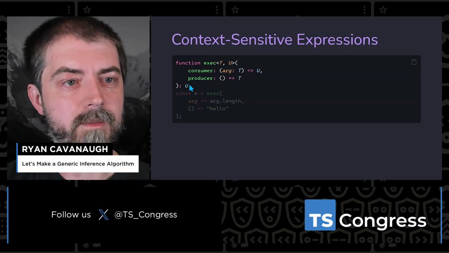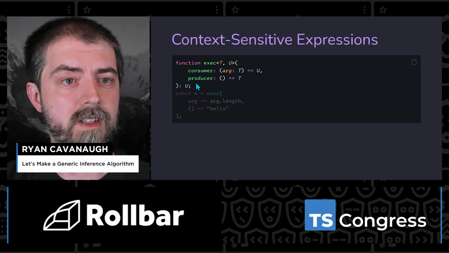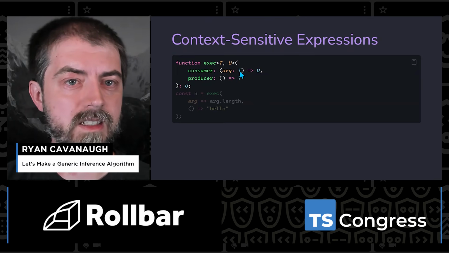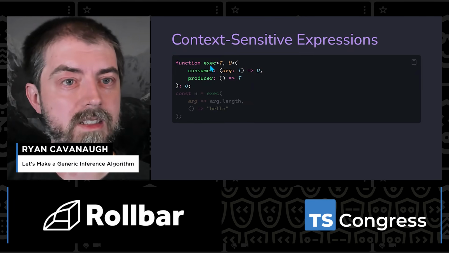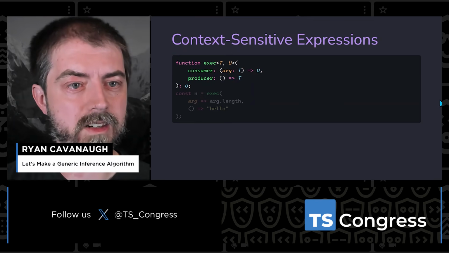So if we imagine the function body that this generic signature implies, it says that exec will invoke producer, get back a value of type t, pass that t to consumer in this argument position, that will return a u, and then exec will return that u. So it's kind of a one-line function, but that's its generic signature.